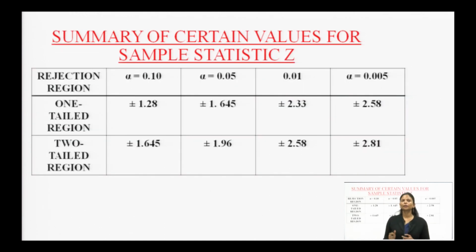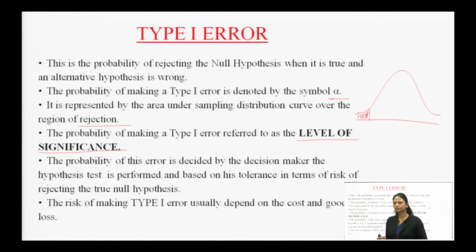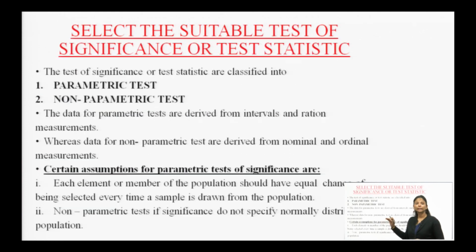Thus, this is a summary of certain values of sample statistics, that is one of the tests, the Z test. We will be talking about it in the next slide as there are different kinds of tests. This is a small summary of how the rejection area for a two-tailed test or one-tailed test lies, and what the values are for the acceptance and rejection areas for the one-tailed and two-tailed tests.